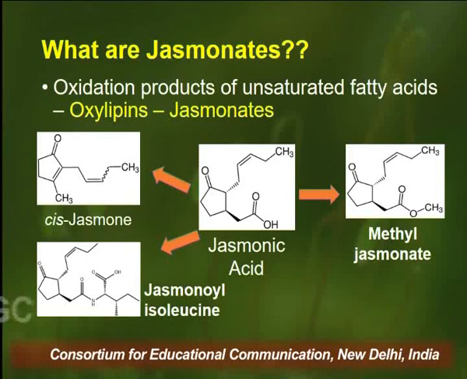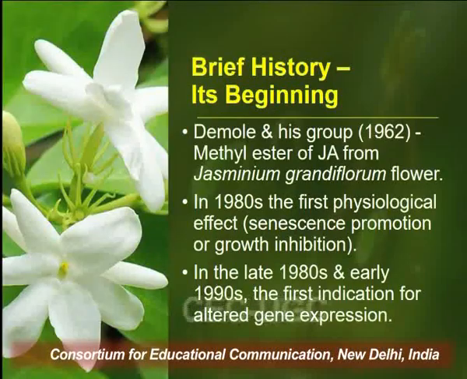Now jasmonate is a collective term given to different derivatives of jasmonic acid, and these derivatives can be methyl jasmonate, or jasmonic acid in conjugation with different types of amino acids, or isomers. In 1962, for the first time, Demole and his group isolated the methyl ester of jasmonic acid when they were working on a flower known as Jasminum grandiflorum. And this was the first instance when scientists reported the presence of a jasmonic acid derivative in plants.